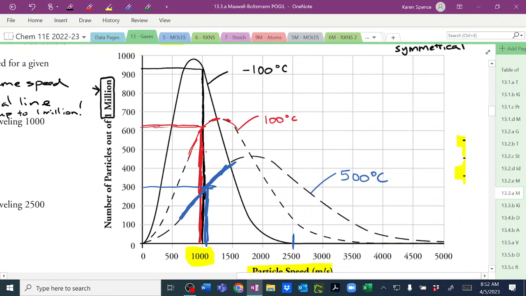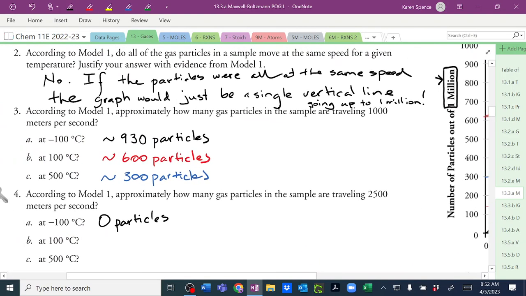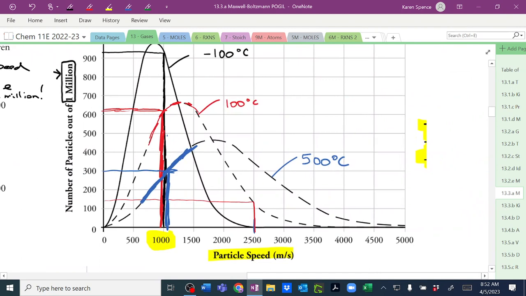At 100 degrees Celsius, we are at about, I would say, 140, about 140. And then at 500, we would be here, and so that's going to be about 350.